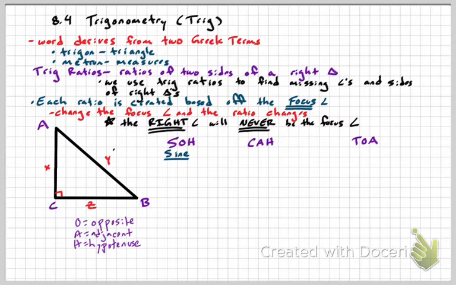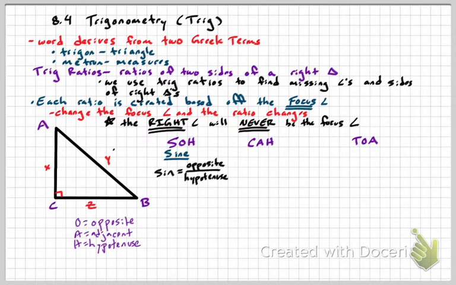But the first letter in these acronyms is the trig function, whether it's sine, cosine, or tangent. The second two letters are the two sides you're going to use to make your ratio. So for a sine, you're using the opposite side and the hypotenuse based on where your focus angle is. For the cosine, you're using the adjacent and the hypotenuse, again, based on where your focus angle is. And for the tangent, you're using the opposite and the adjacent. So notice tangent does not use the hypotenuse in its ratio.